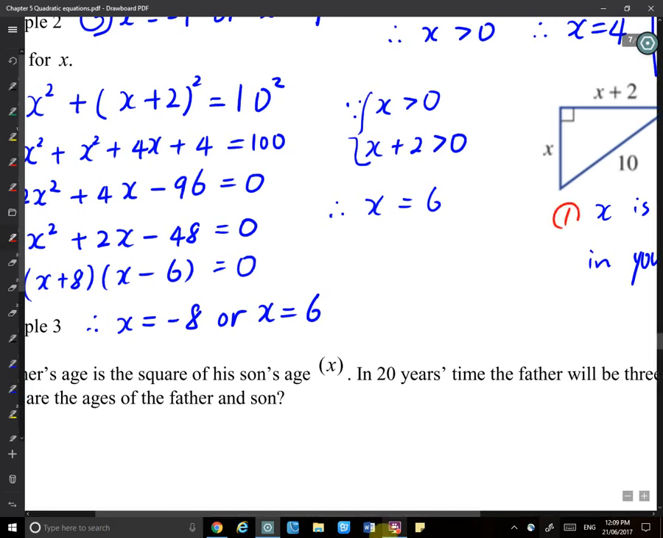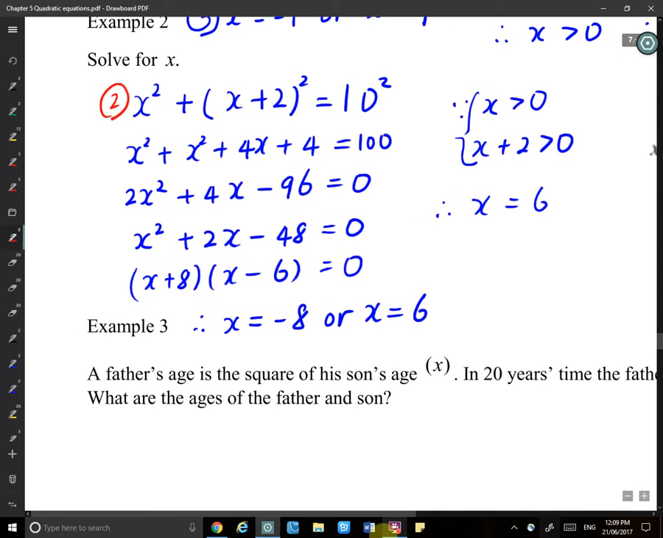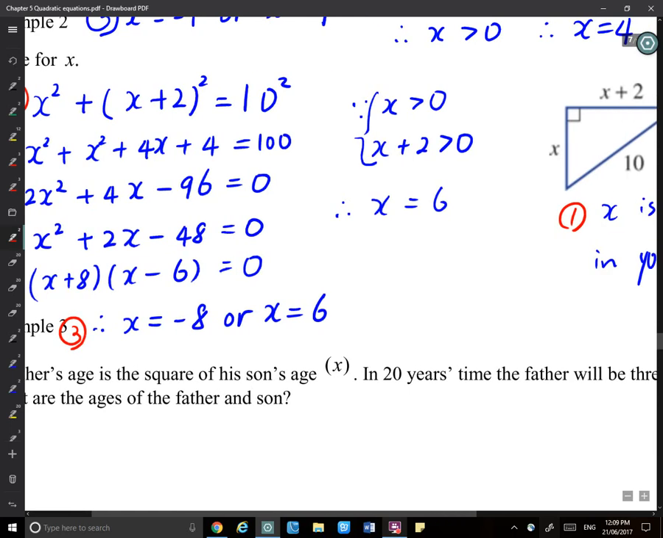So the steps will be: number 1, x is defined in your question already. Number 2, use Pythagoras to set up the equation. Number 3, find the 2 solutions. And number 4, answer the question.